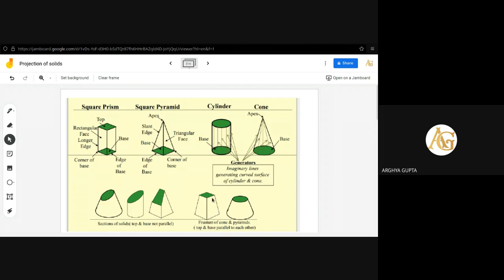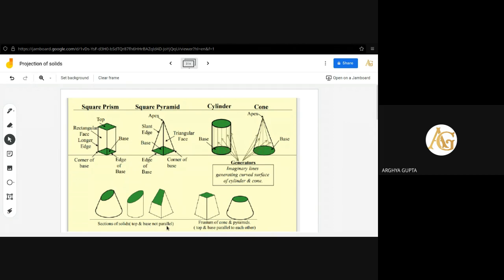When the cutting plane is parallel to the base, the cut portion is called frustum. The name is also written here, frustum solids. And here the position of the cutting plane is inclined to the base, isn't it? Inclined to the base. So that solid is called truncated, though it is not written here.